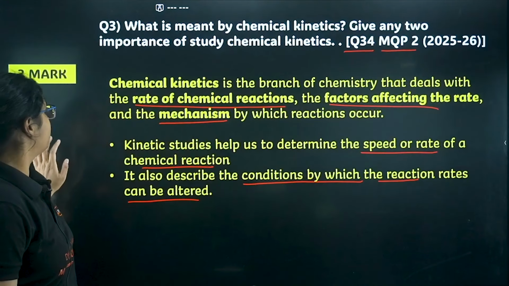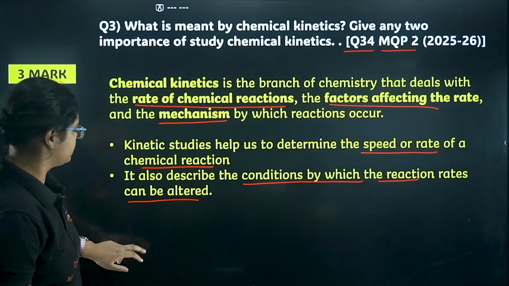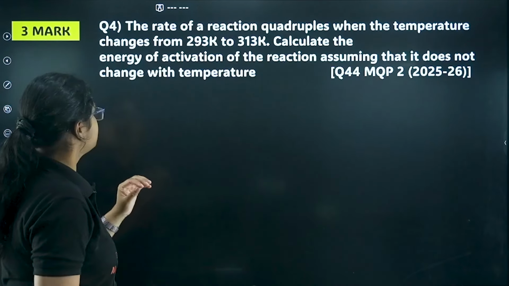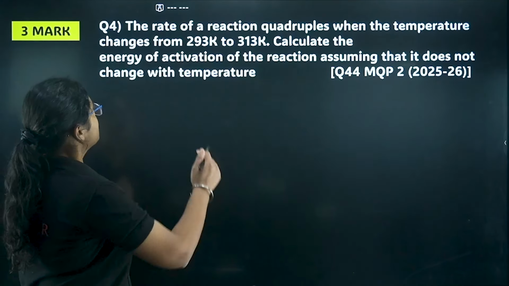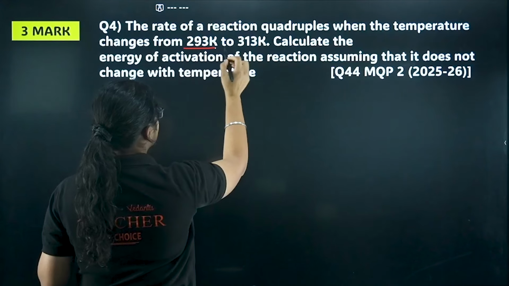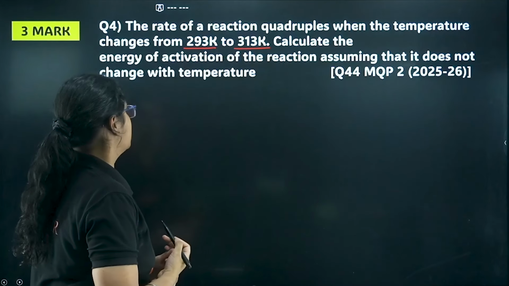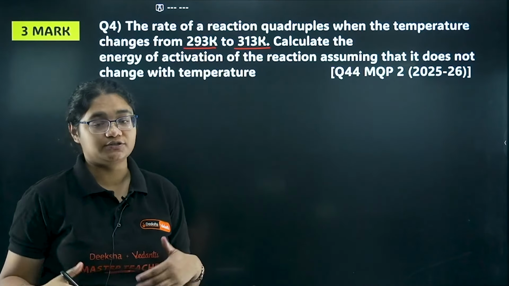Now we will see the next question, just a minute. The next question is again a numerical question. The rate of a chemical reaction quadruples when the temperature changes from 293 to 313. Calculate the energy of activation of the reaction assuming that it does not change with temperature.